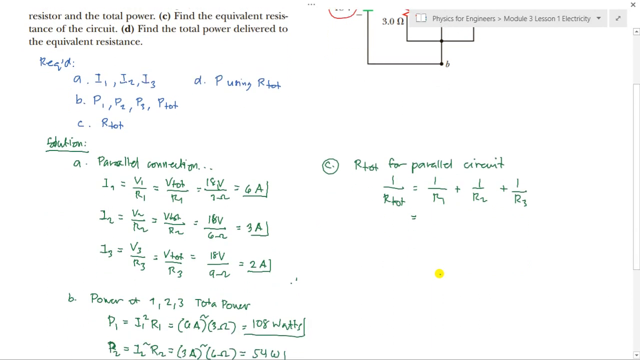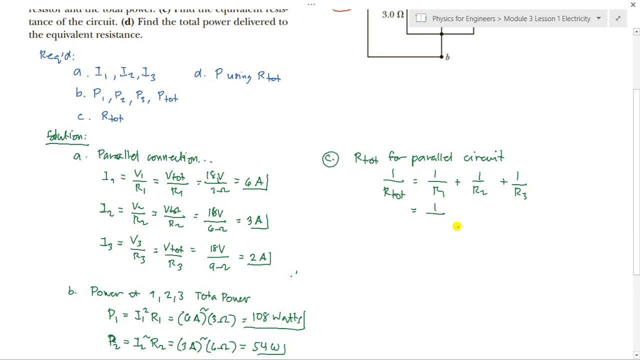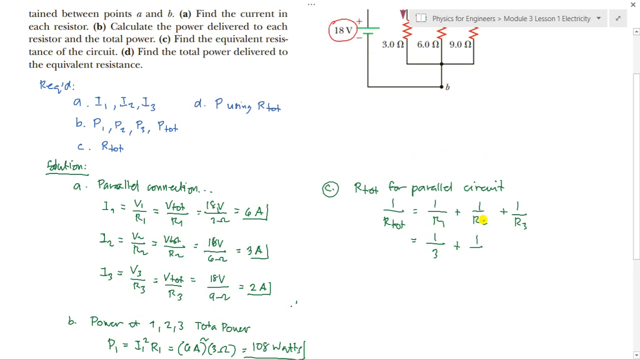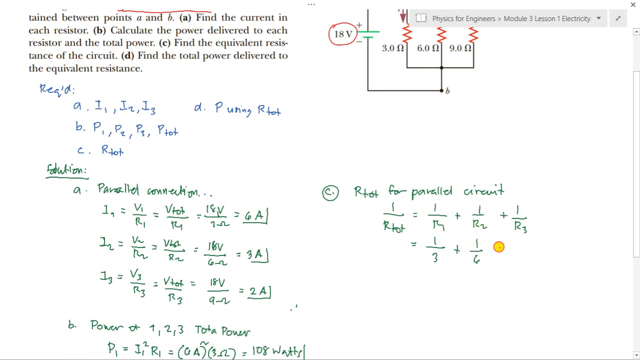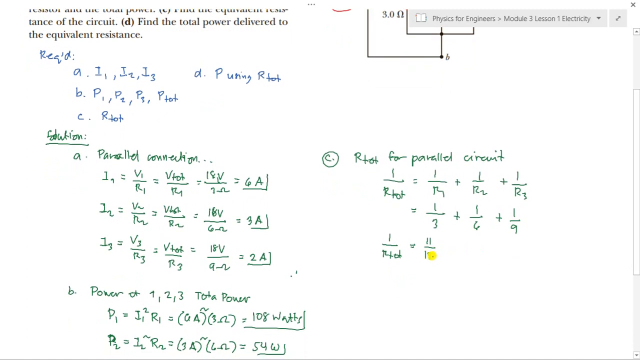So here, that is 1 over R1 here is 3 ohms, so that is 1/3 plus 1/6 plus 1 over 9. Sum up na nato, 1/3 plus 1/6 plus 1 over 9. The result is 11 over 18. So 11 over 18, so that is our 1 over R total. And taking the reciprocal of that, so that we can have R total equal to 18 over 11.